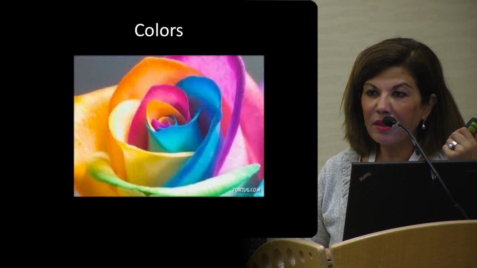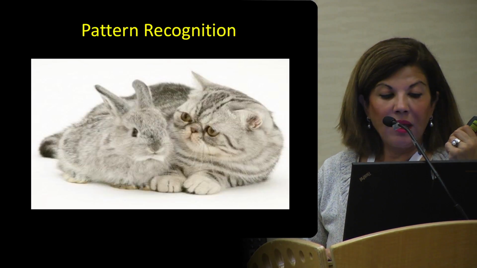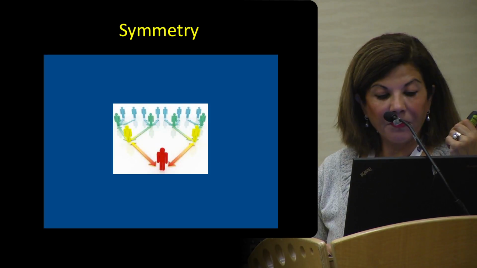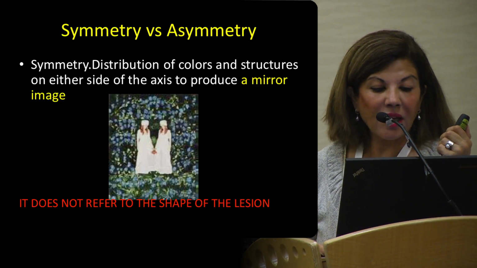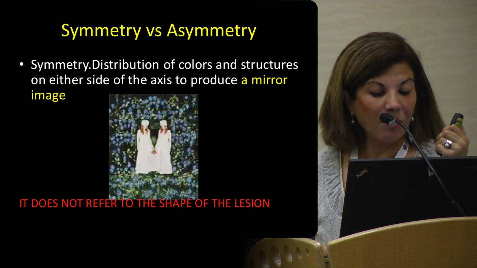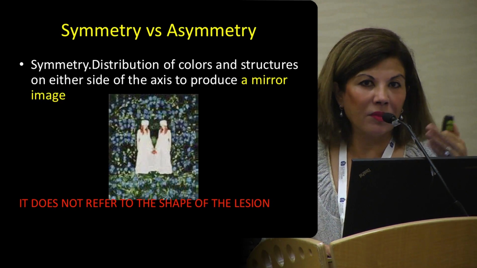So we've looked at colors, we've looked at structures, we've looked at pattern, and now let's move on to symmetry. Symmetry means the distribution of colors and structures on either side of the axis to produce a mirror image. This does not refer to the shape of the lesion, and I'm going to come back to that in a few minutes.